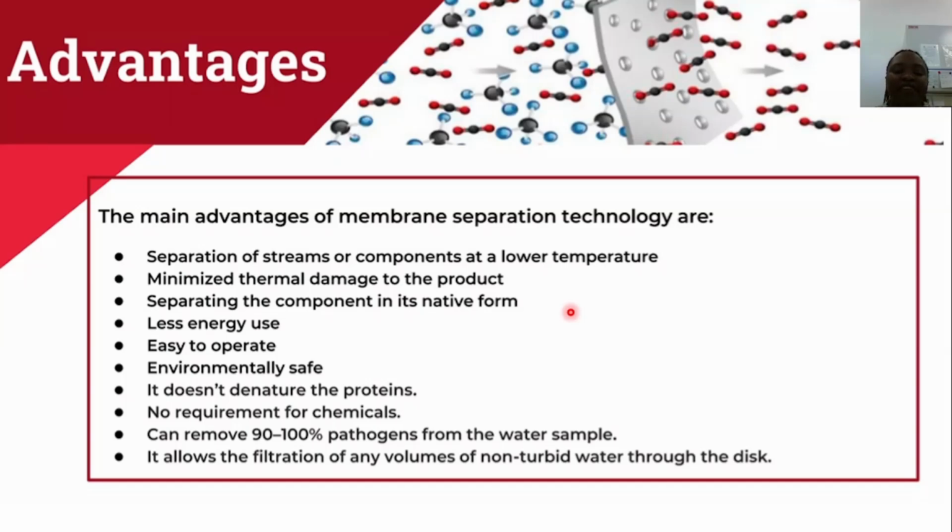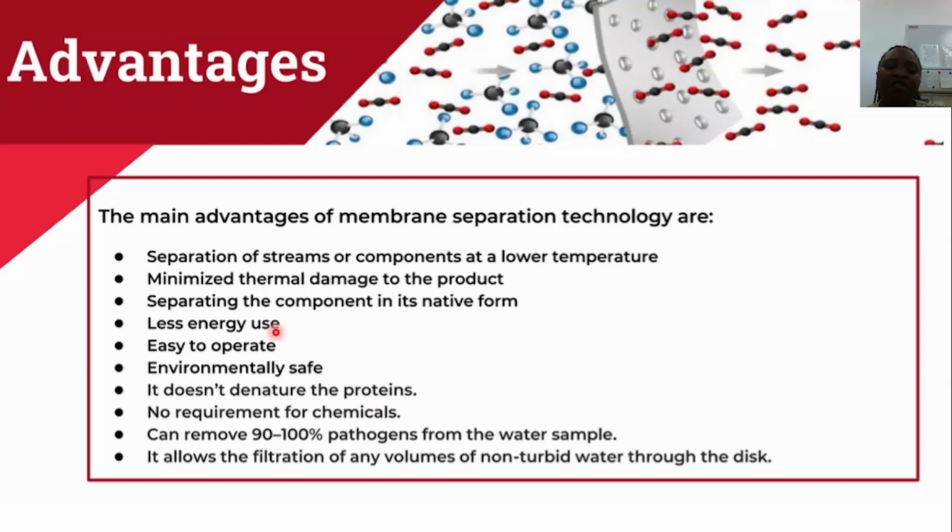The main advantages of all these membrane separation technologies are: one, you are able to separate streams or components at a lower temperature, minimizing thermal damage to the product. Because we are not involving heat, we do not damage the products using heat. Separation of the components is in their native form. If it's cellulose, it allows substances to move as they are originally.